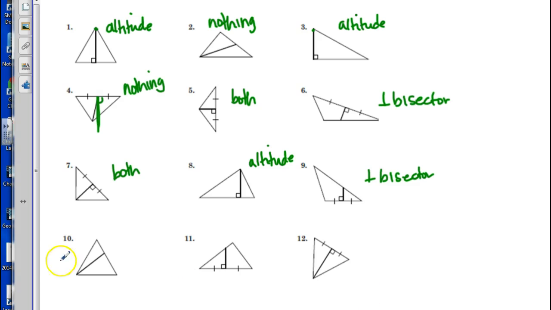All right, try 10, 11, and 12. Pause the video. All right, now that we're back, this is a nothing. And this is a perpendicular bisector. And this is a both, coming from that angle, splitting that opposite side into 2 pieces.